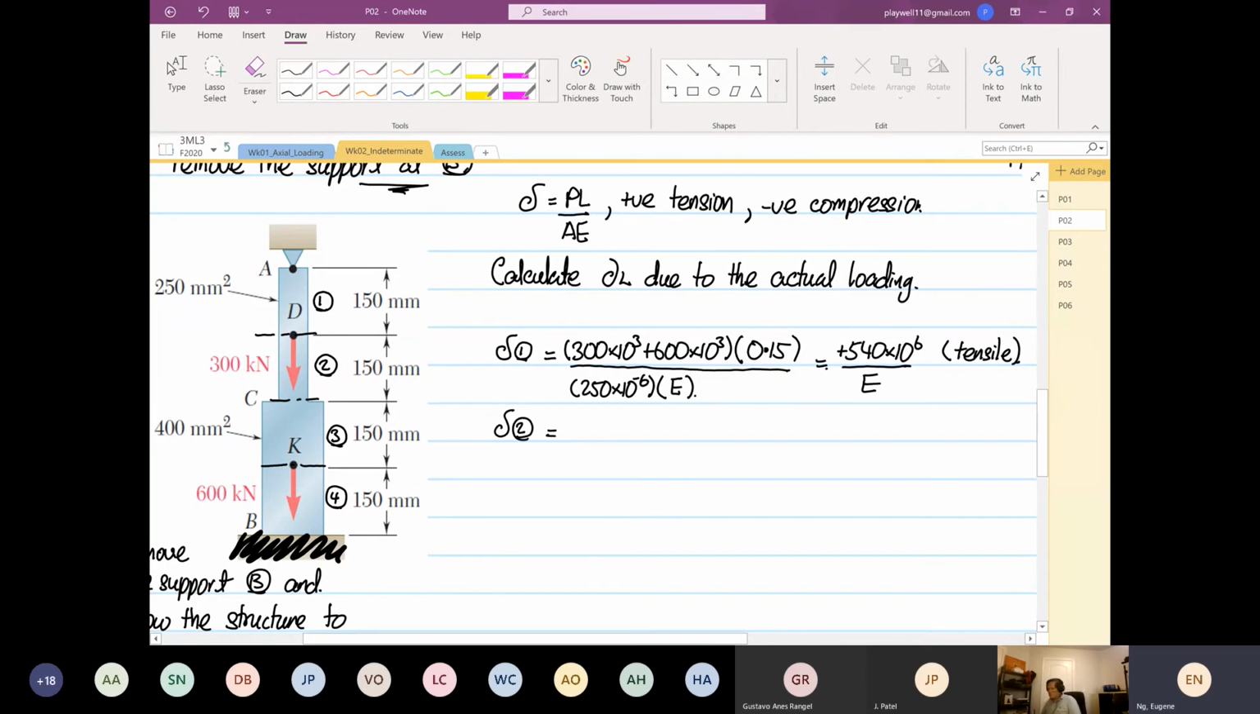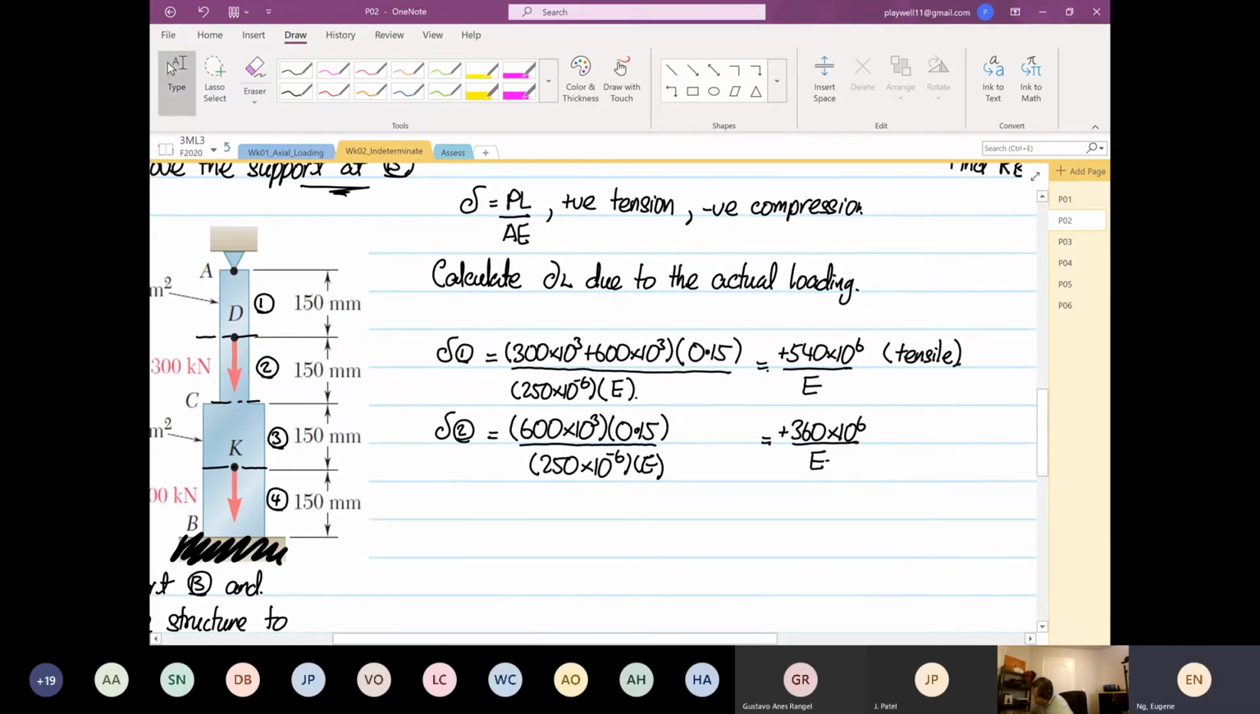Okay. And then now we're going to calculate the deflection at section 2. So deflection at section 2, we don't need to consider the what? 300, right? Because the 300 has been taken up by section number 1. So section number 2, we only need to consider the 600 multiplied by 0.15. Cross-sectional area is again the same, 250 times 10 to the power minus 6 divided by Young's modulus E. All of them, again, I repeat, is made of a common material. So 600 times 10 to the power 3 times 0.15 divided by 250 times 10 to the power minus 6 is equal to 360 times 10 to the power 6 divided by E. Right, it's positive over here because it is what? In tensile.